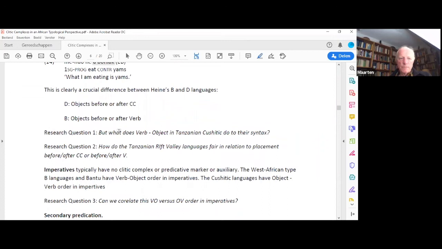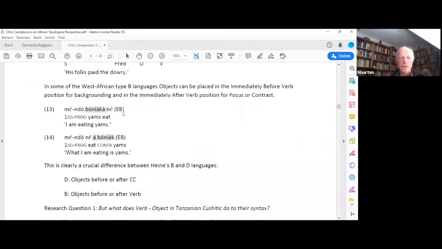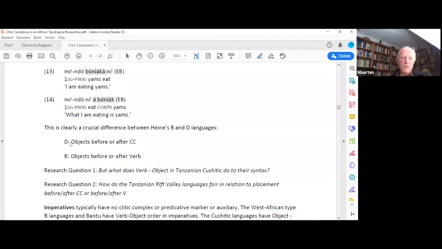But then what we have in Tunen, and what we also have in all the other languages of West Africa, not the Mande, but the West African type, is that the position of the object before the verb or after the verb is a matter, like here, of information structure. But what we have in the D languages, so that is Iraku, is more an option of putting the objects before the clitic complex or after the clitic complex. So having them thematic before the clitic complex, or having them backgrounded after the clitic complex and before the verb.